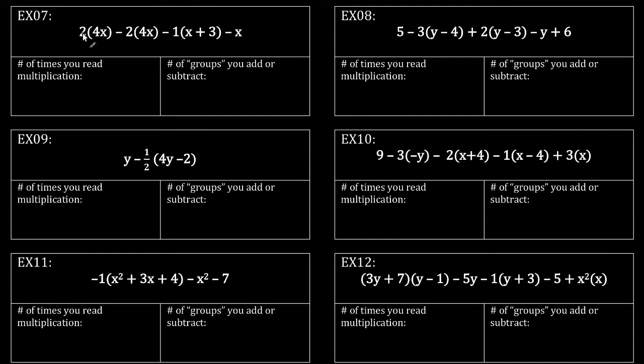Let's read this. 2 times 4x minus 2 times 4x minus 1 times x plus 3 minus x. So we have 3. We read it 3 times. Multiplication. We read 3 times. So we have 2 times 4x together minus 2 times 4x again minus 1 times x plus 3 minus x. We have 1, 2, 3, 4 groups.